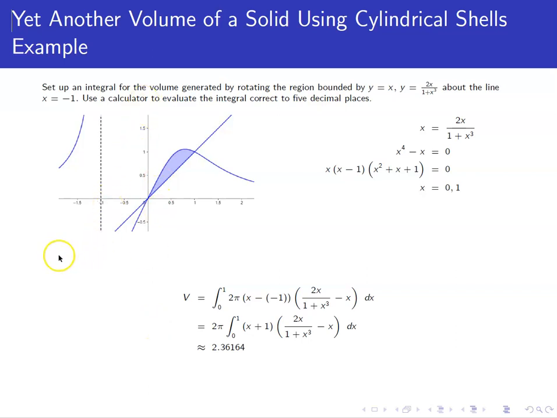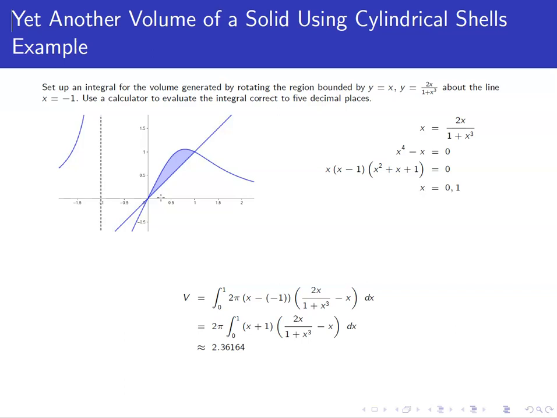We've got two very, very good reasons why we're going to do this with shells rather than washers. The first reason is, look at this region. If we were going to do washers, we would have to slice perpendicularly to the axis of rotation. Notice that we would have a right curve minus a left curve. The 2x over 1 plus x cubed curve is our right curve for a while. Otherwise, it's the line. So we would have to do two integrals if we were going to do this with respect to y. That's reason one why I don't want to do this with respect to y.